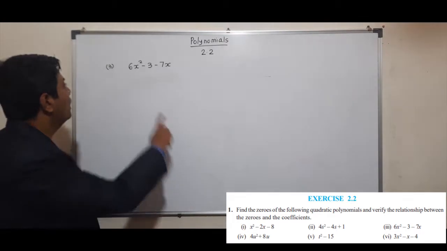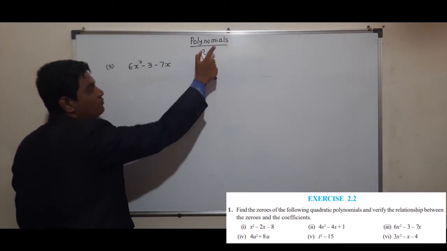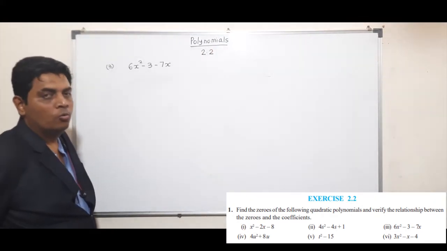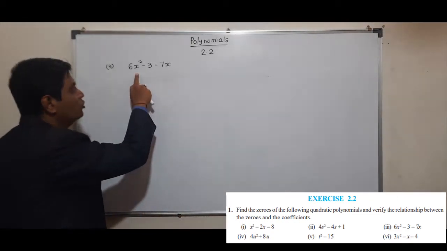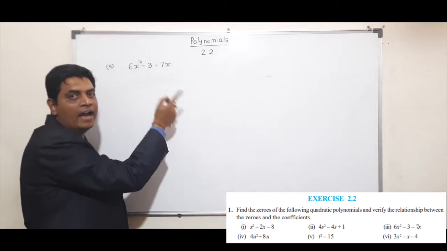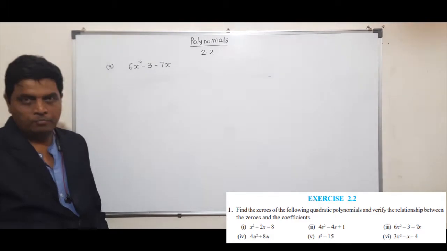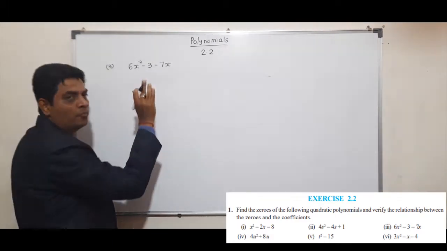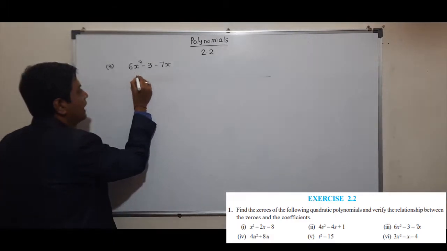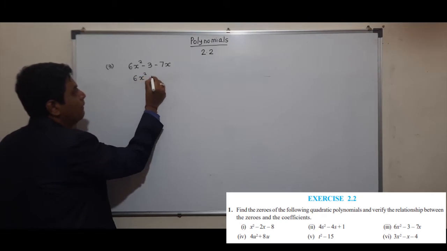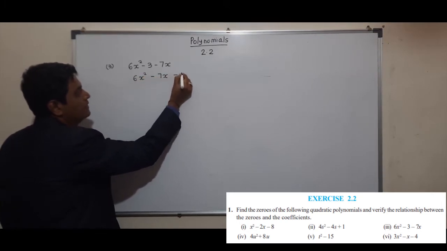Let us look at the third sum of exercise 2.2 of chapter Polynomials. What is the question? We have to find the zeros of this polynomial and verify the relationship between the zeros. So first we will write this polynomial in the standard form. Steps are 6x square minus 7x minus 3.